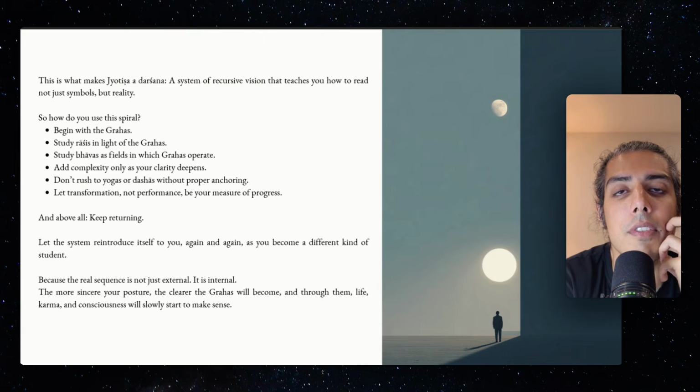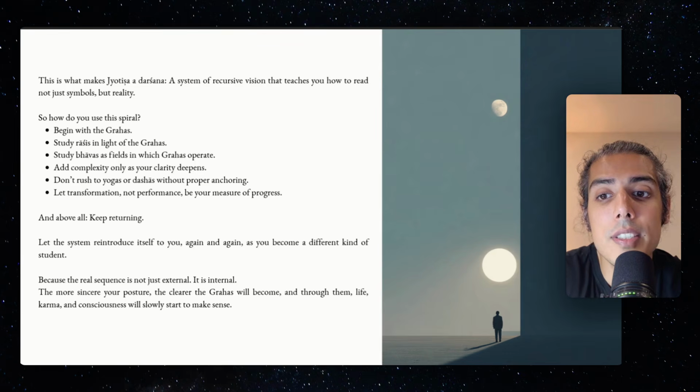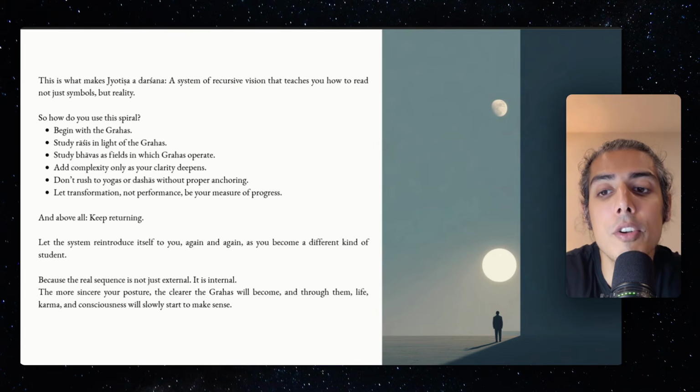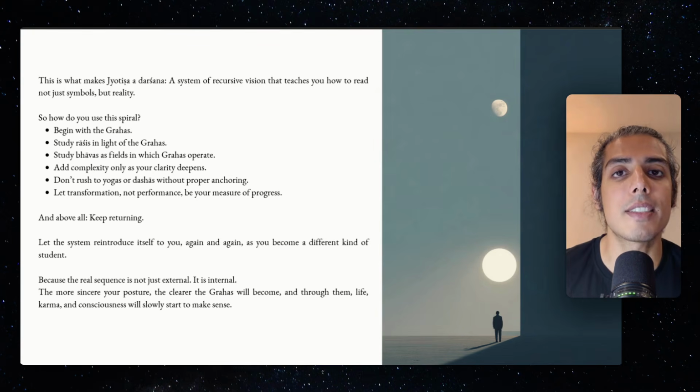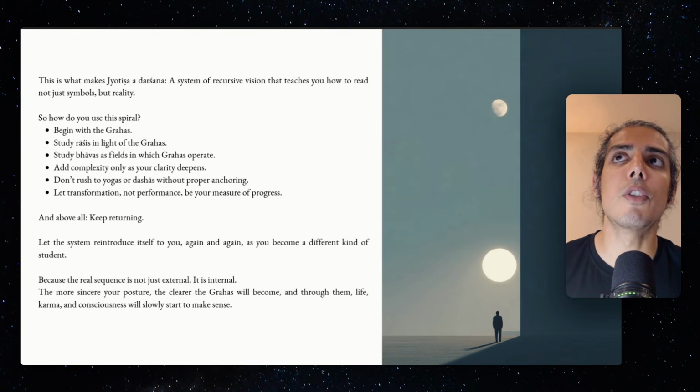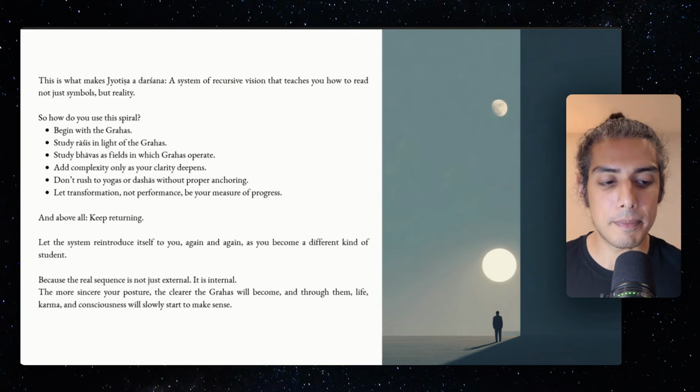So, reorient yourself as a student, because the real sequence is not just external, it is internal, it is qualitative, it is heart based. The more sincere your posture, the clearer the grahas will become, and through them life, karma and consciousness will slowly start to make sense. The randomness, the chaos of life will start to land in a different way, to whatever degree possible for each one of us.